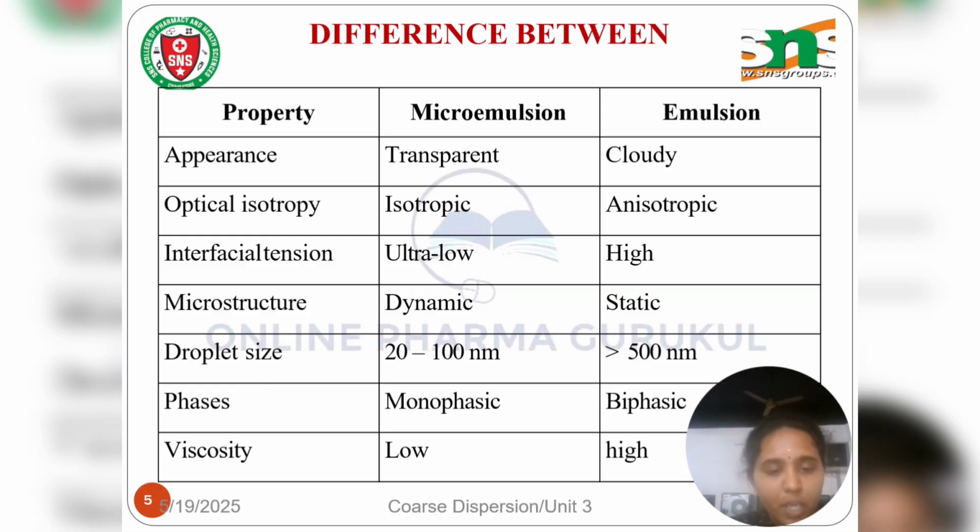Droplet size of microemulsion is 20 to 100 nanometers. In emulsion, it is high, above 500 nanometers. The phase is monophasic in microemulsion. In emulsion, it is biphasic. In viscosity, when compared to emulsion, microemulsion is low. In emulsion, it is high.